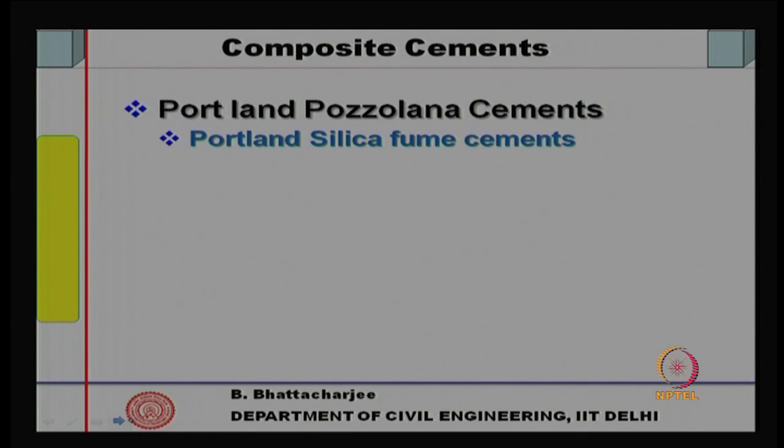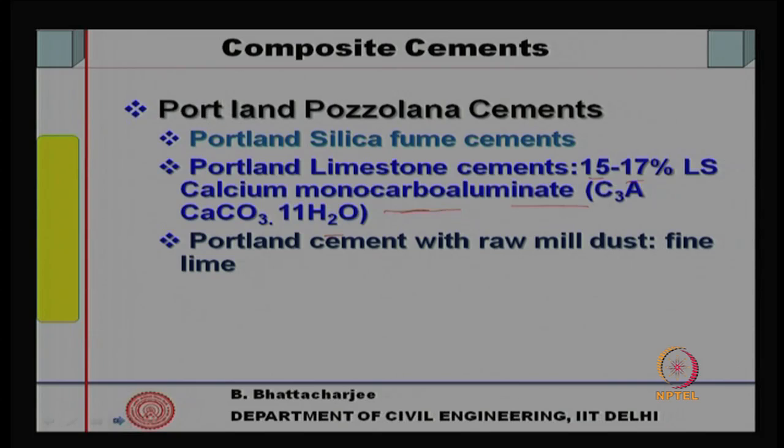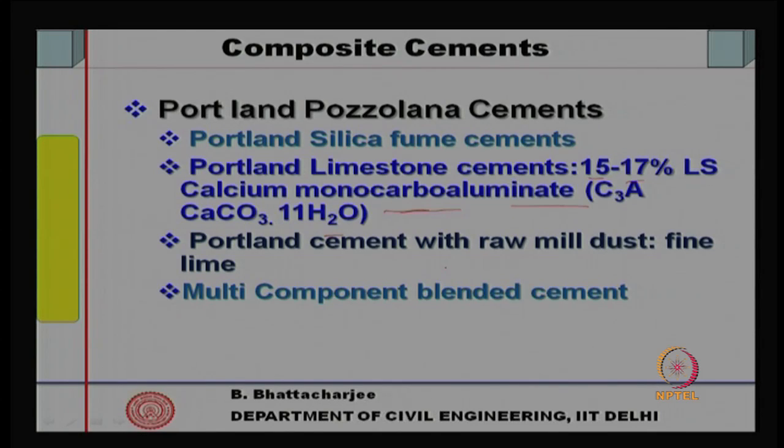Composite cements: Portland pozzolana cement, Portland silica fume cement, Portland limestone cement. Now, with limestone, you can add a small amount. It is not purely an inert material, so 15 to 17% limestone has been added to the cement system, and it has been observed that it can form compounds like calcium monocarboaluminate, which has some sort of bonding properties. Otherwise, limestone is used as a filler. Definitely it is a filler, increasing the paste content or cohesiveness of the paste. So, this we will discuss sometime later on in the case of mineral admixtures.